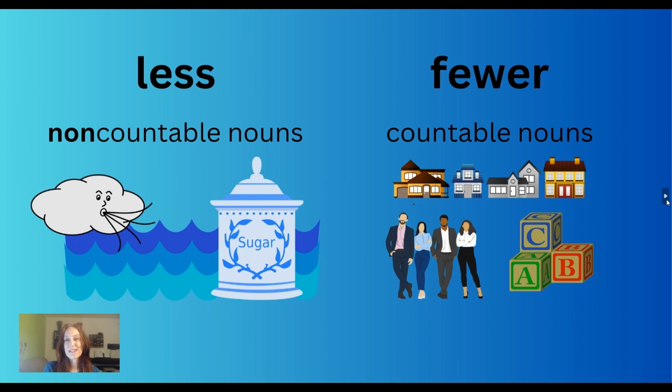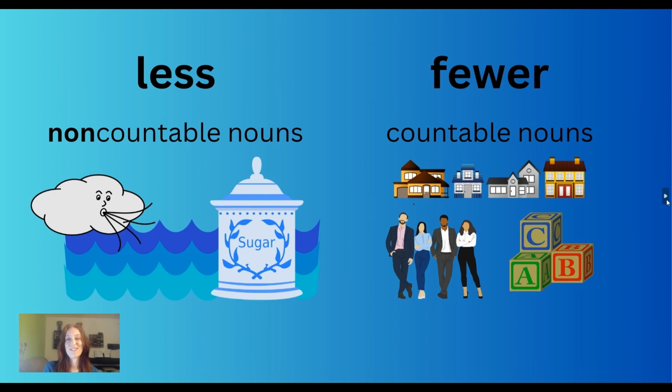Again, the rule is if you cannot count the item that you're talking about, you'll use the word less. So we can't really count sugar. I would say I take less sugar in my coffee. Can't really count wind or water. But if there are items that you can count, like toys or people or houses, then you're going to say fewer. There are fewer people working in my office than yours. There are fewer houses on my street. John has fewer toys than Betty.